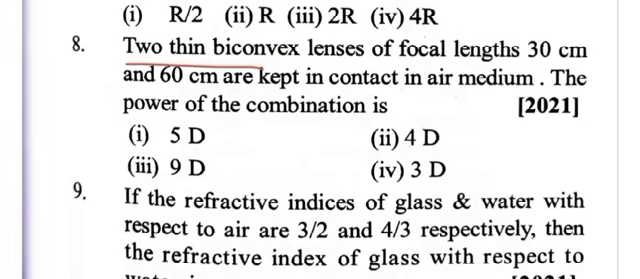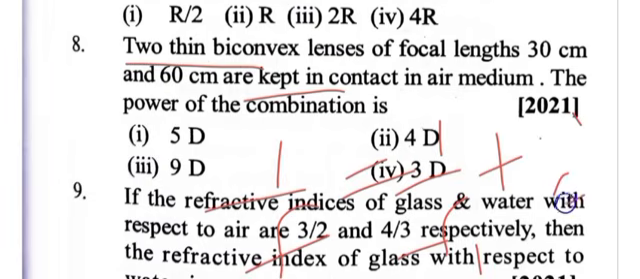Two thin biconvex lenses of focal length 30 cm and 60 cm are kept in contact in air medium. The power of the combination is: we know 1 by f is equal to 1 by f1 plus 1 by f2. Calculating the power, our answer will be 5D, 5 diopter.